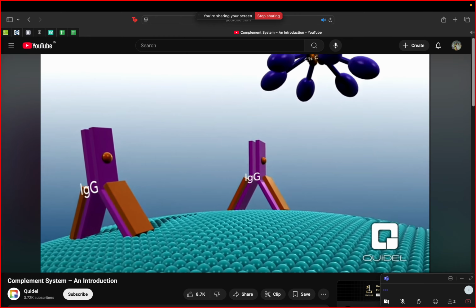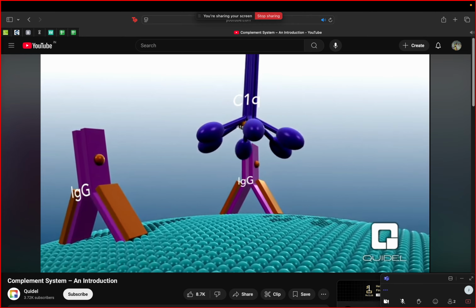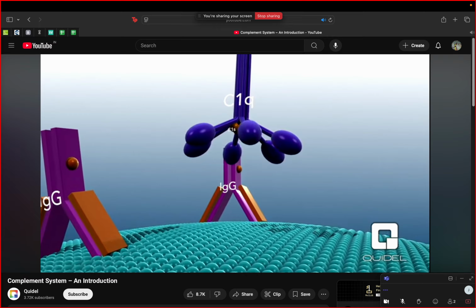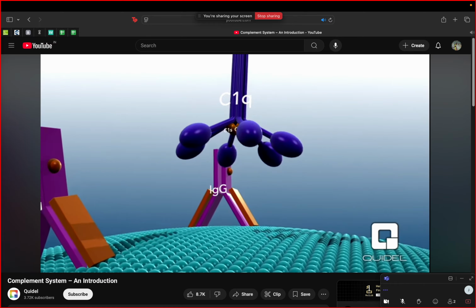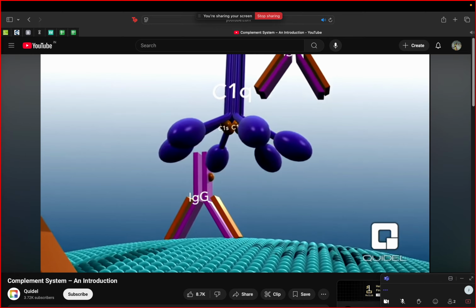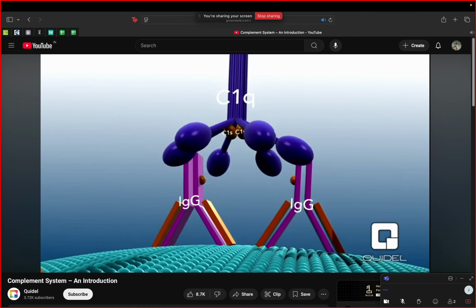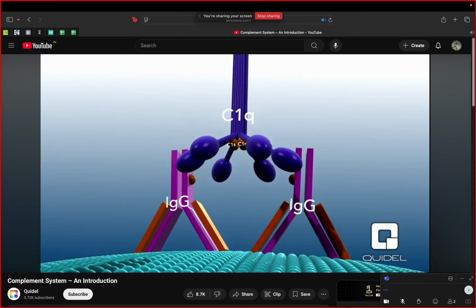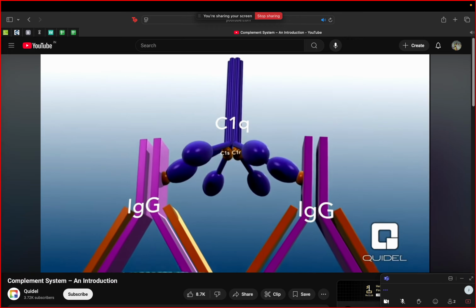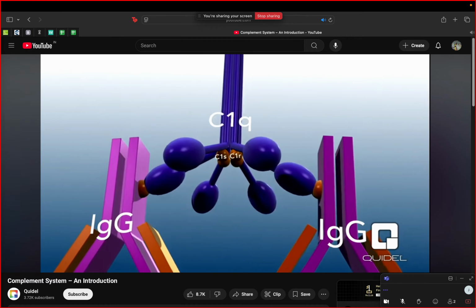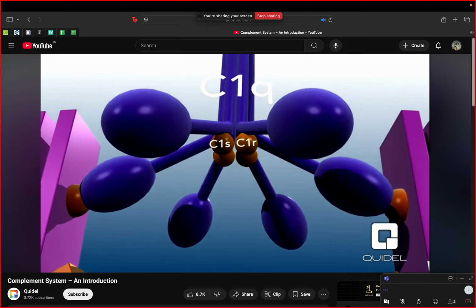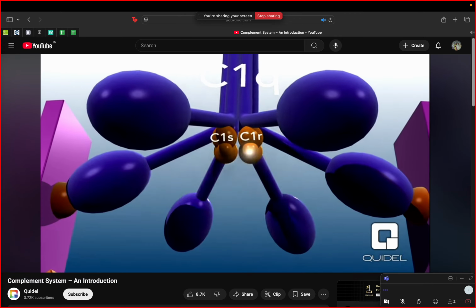The classical pathway is activated when C1, the first protein in the pathway, binds to the Fc portion of the antibody. C1 is a large macromolecule composed of a C1q molecule and two molecules each of C1r and C1s. It's the globular head portion of the C1q that binds to the Fc binding site on the antibody. This binding causes a conformational change in C1q and subsequent autocatalytic conversion of C1r to an active serine protease.